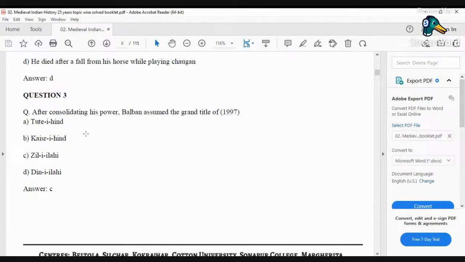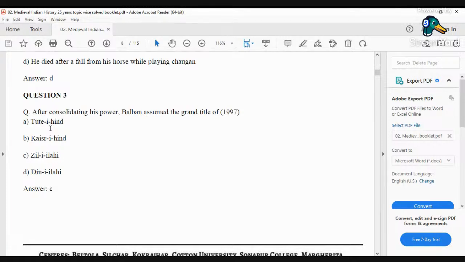A. Tutiye Hind, B. Kesare Hind, C. Zille Ilahi, and D. Deen Ilahi. All the options are very important. This was asked by UPSC in 1997. Tutiye Hind is a title. The English translation of Tutiye Hind is Parrot of India, and this title has been given to one of the greatest poets of medieval India. He was none other than Amir Khusrau.